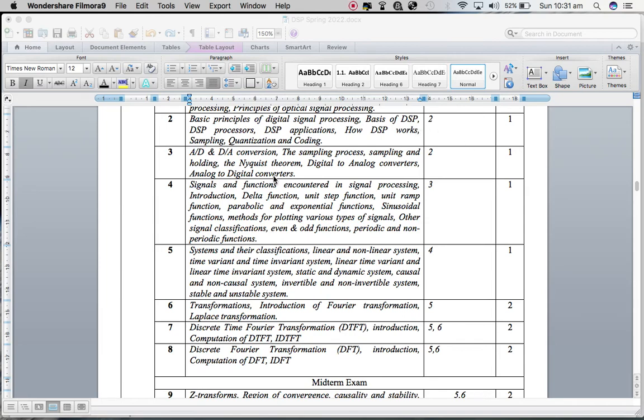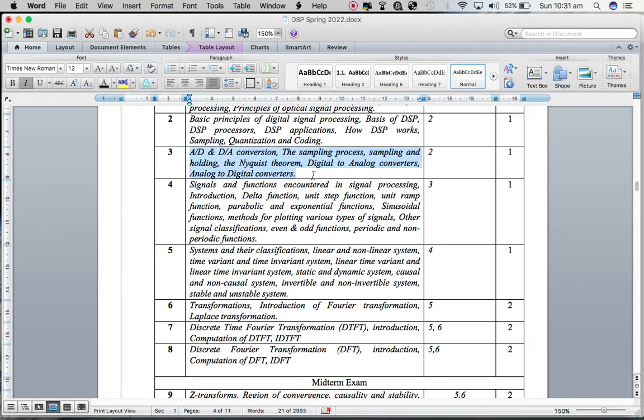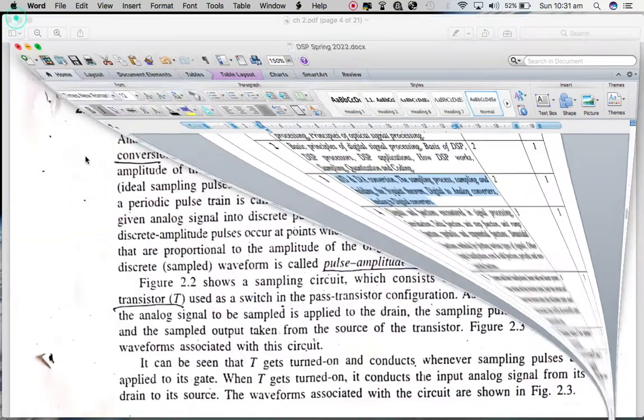Hi, in this lecture I will be focusing on the A to D and D to A conversion process, the sampling process, sampling and holding process, discussion on the Nyquist sampling theorem, and discussions on the D to A and A to D converters. Okay, so let's start.